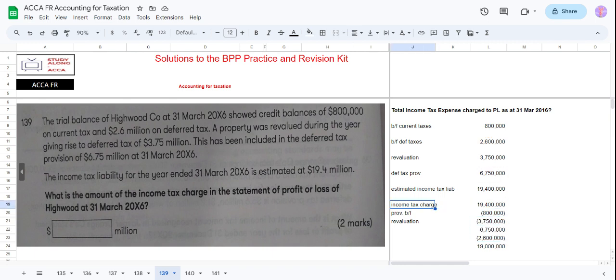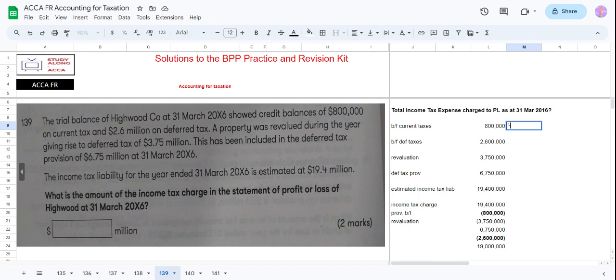Like the estimated income tax liability is 19.4. So we'll add this. Then if there is some provision coming from last year, we will deduct this. So here also you can say we have deducted this, and then this 2.6 million also we have deducted. Both of these were coming from the prior year, brought forward deferred taxes. So both of these will be a negative adjustment.